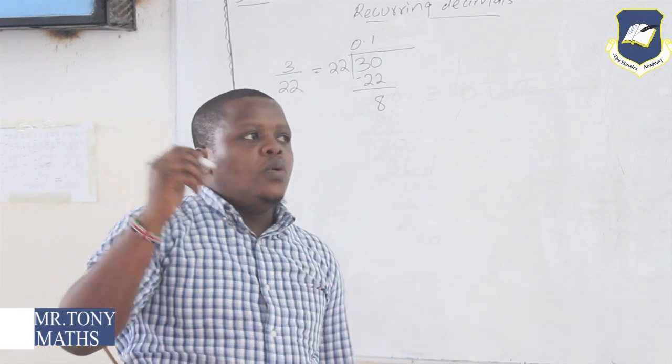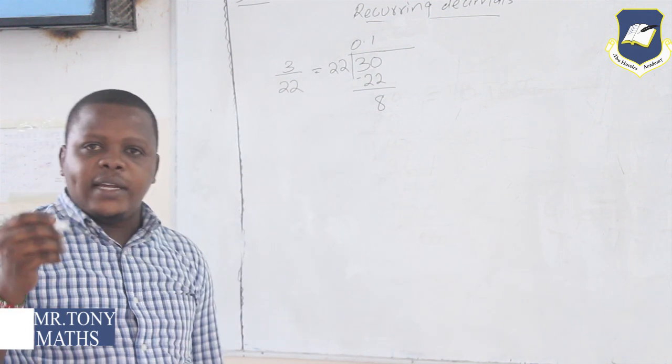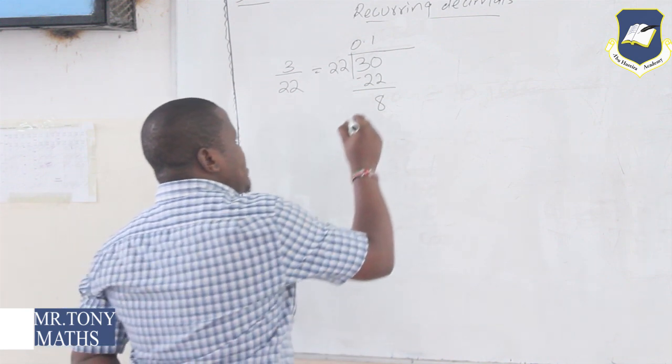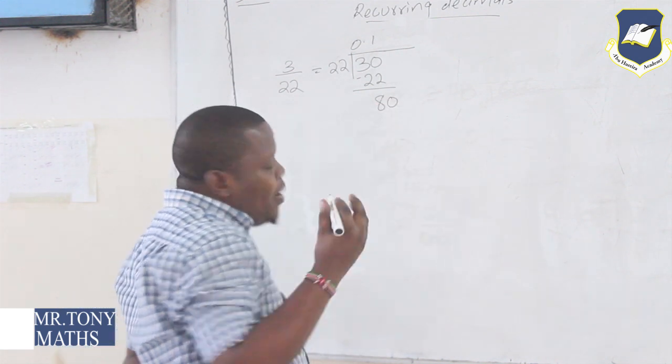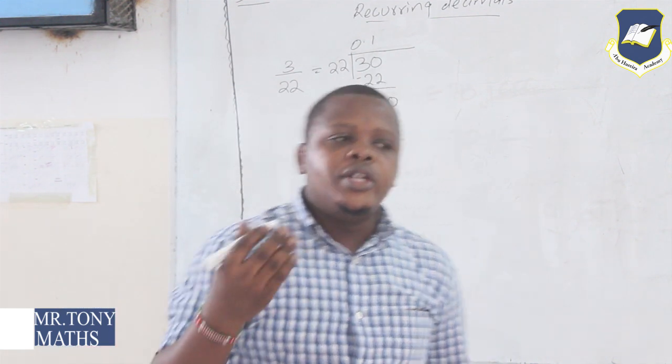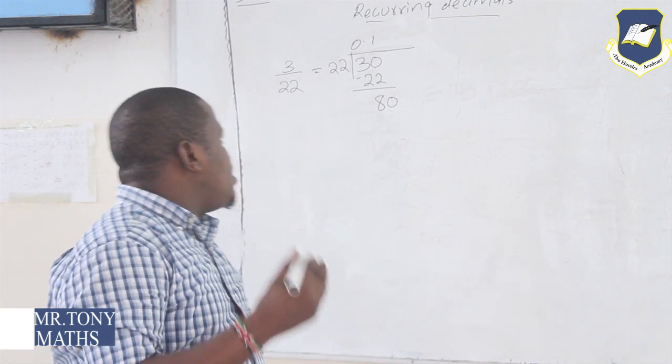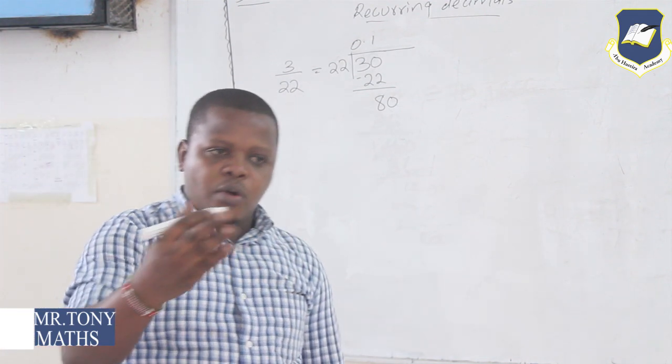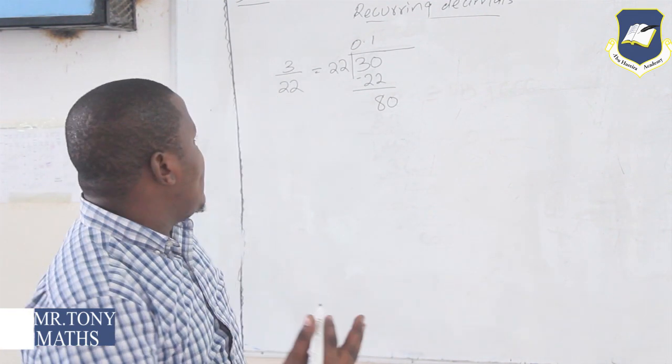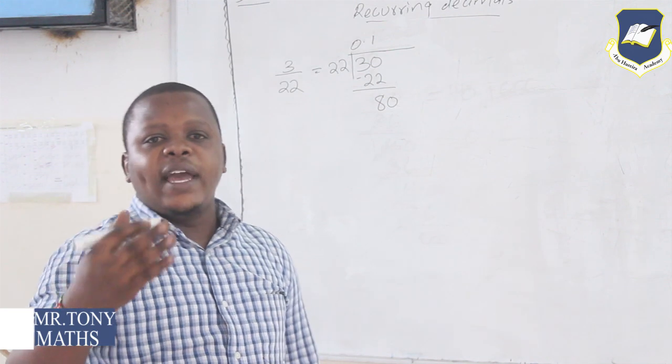Then 22 will not be able to go into 8, so you add a 0 here. Then you work out how many times 22 goes into 80. 22 goes into 80 3 times. That will give you 66, because if you say 4 times, then that will give you 88.